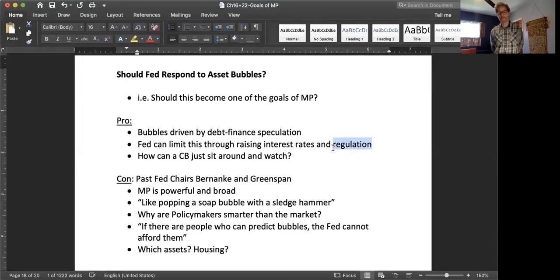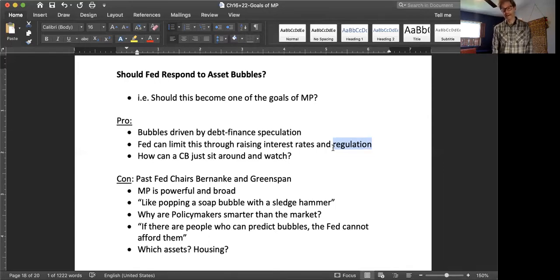And so people who believe the Fed should have a goal of managing asset prices really just say, how can a central bank just sit around and watch this stuff happen? How can we watch a stock market get way overvalued and then collapse? Surely the central bank can do something.